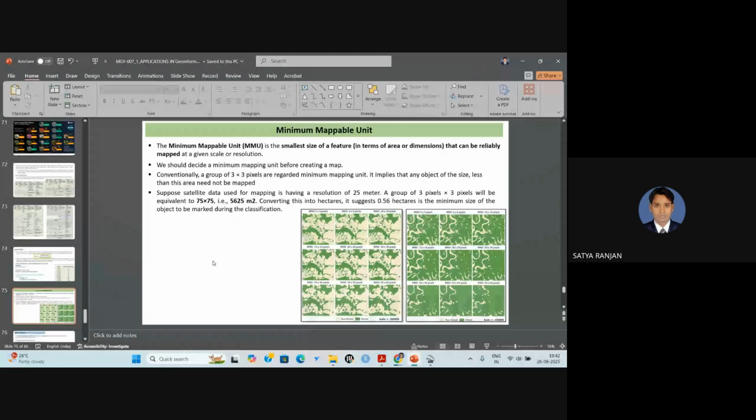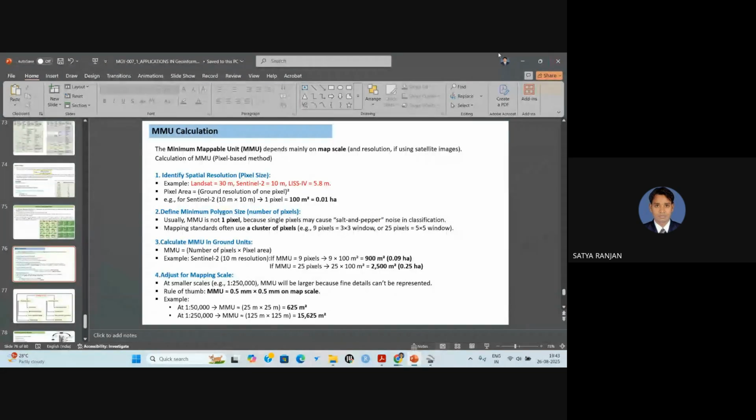Suppose there is an example. Suppose the satellite data used for mapping has a resolution of 25 meter, and a group of 3 into 3 pixels will be equivalent to 75 into 75, that is 5625 square meters. Converting into hectare, it is 0.56 hectare, the minimum size. So suppose there is a satellite image of 10 meter resolution, then we can map three times, just multiply the 3 into 3, that is 9 pixels. So the total group of 9 pixels can be mapped.